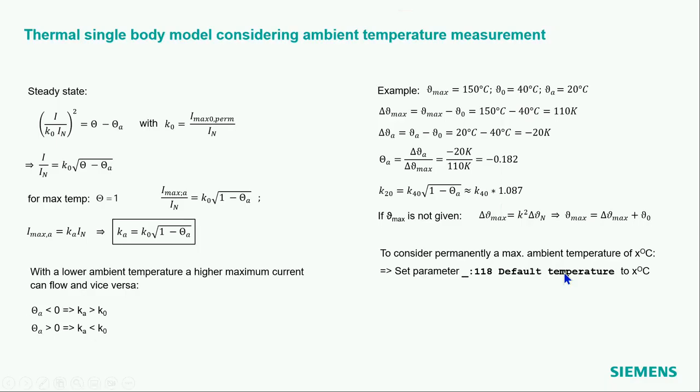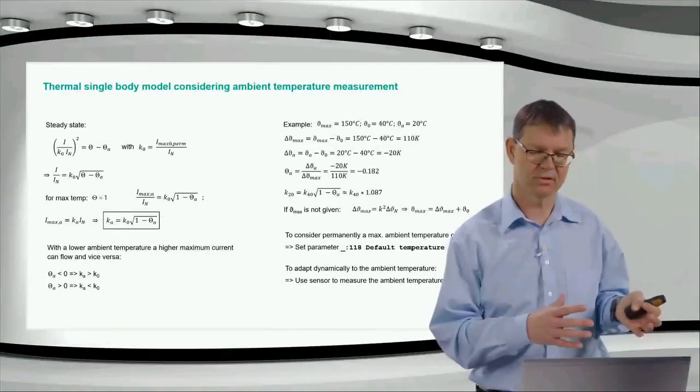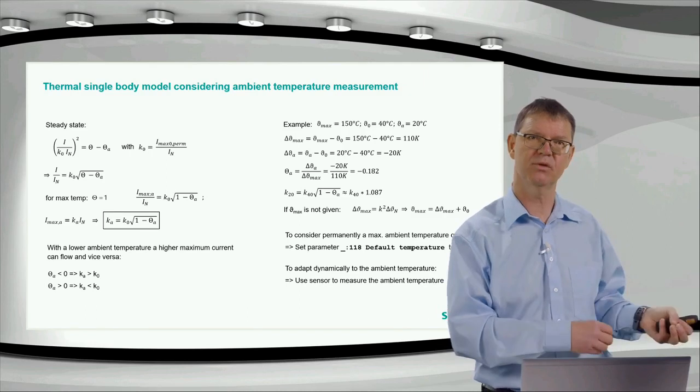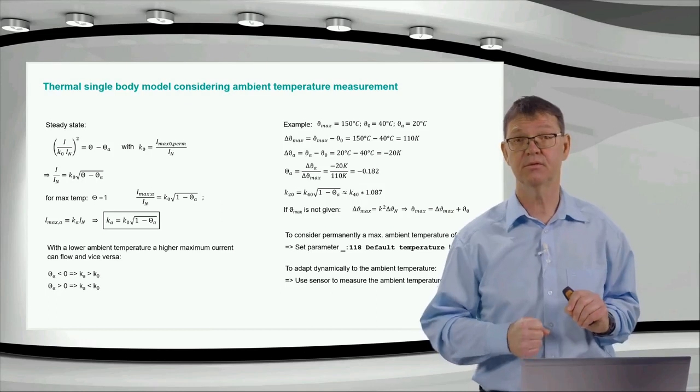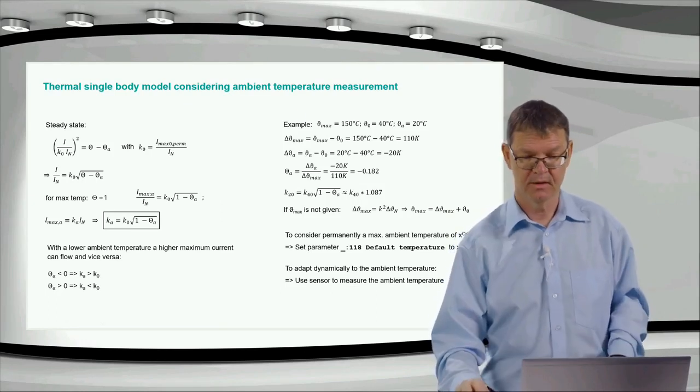The name, I think, is not really completely lucky, because what is meant is the ambient temperature here. So an ambient temperature setting, if the ambient temperature is different to the 40 degrees. This is called default temperature because, as already mentioned, I can also adapt my thermal model dynamically to the ambient temperature when I know this temperature. So I can also put a sensor somewhere outside measuring the ambient temperature, and then bring this sensor inside in the relay and calculate it.